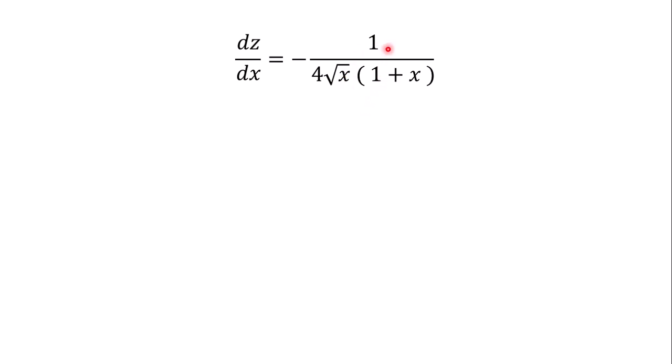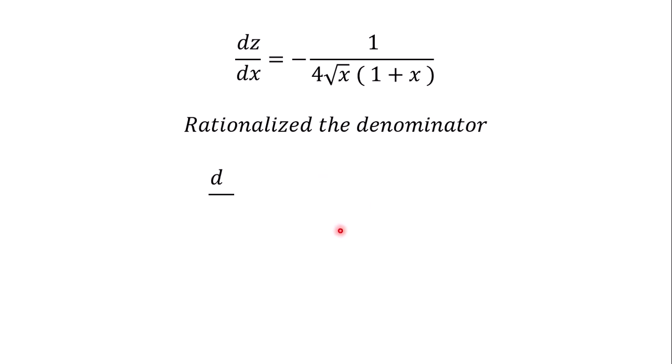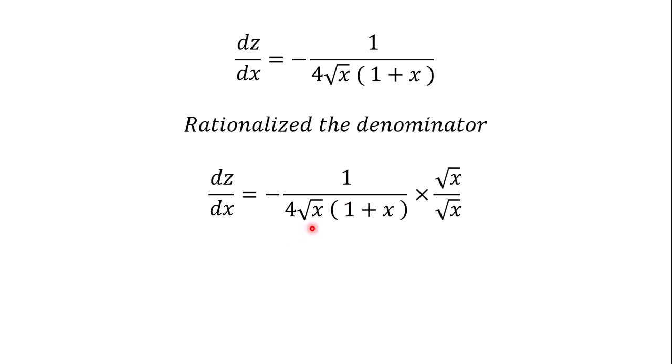We're going to multiply top and bottom by square root of x. Rationalizing the denominator. So dz over dx is equal to minus 1 over 4 square root of x into bracket 1 plus x, times square root of x over square root of x. That is how we rationalize. To take this one away, just multiply both top and bottom by the same thing.